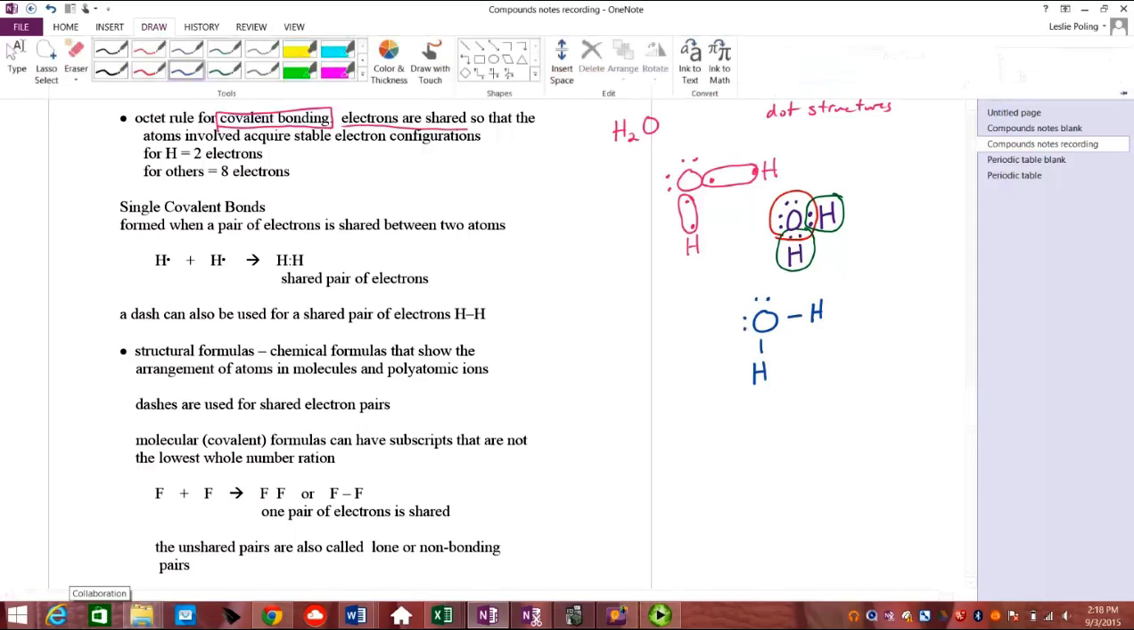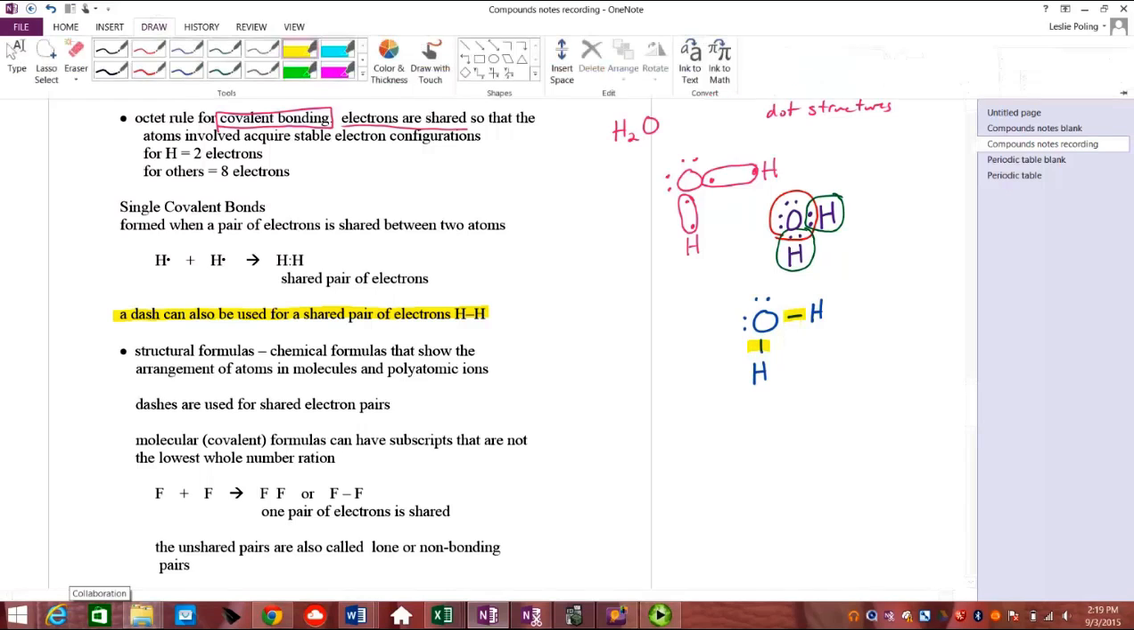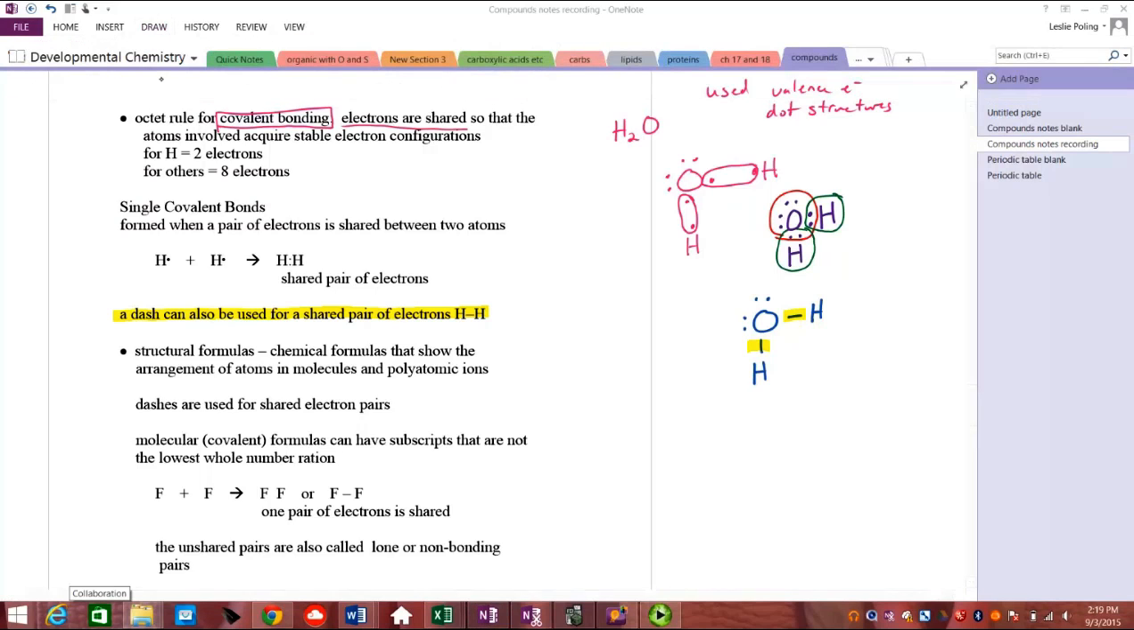So we are more likely to use the dash for the shared pair of electrons. It makes our structure easier to look at. And it also makes our drawing look more like a model kit that we might use.